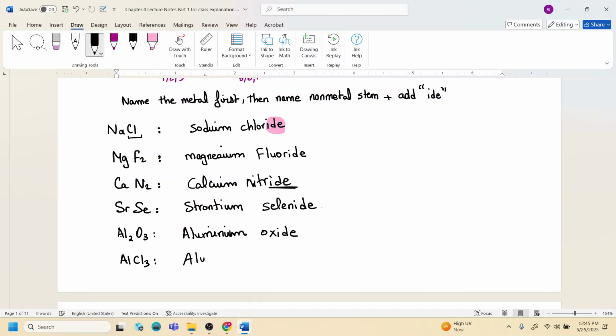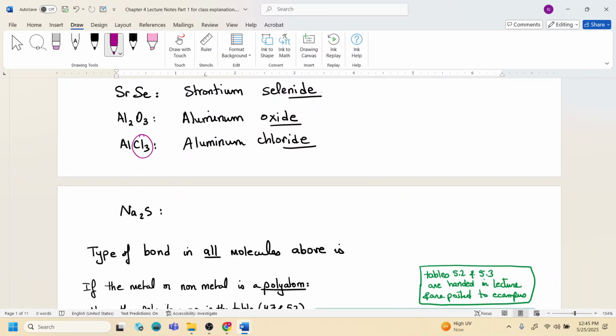This one is going to be aluminum, and the chloride. There is no I over here. It's just U. My bad. And there is no I over here, it's just U. So aluminum, okay, and then the chloride. So all the endings are going to be IDE whenever the non-metal is just one type of atom, okay? Here it's sulfur, right? So it's going to be sulfide. So it's going to be sodium sulfide, okay?